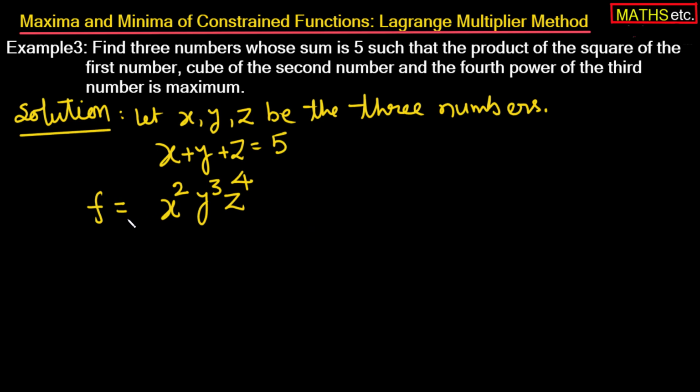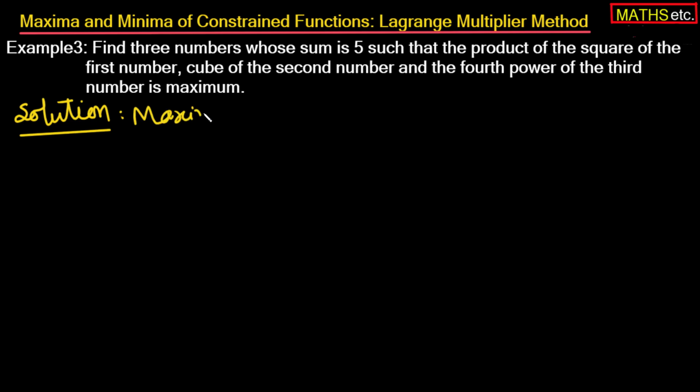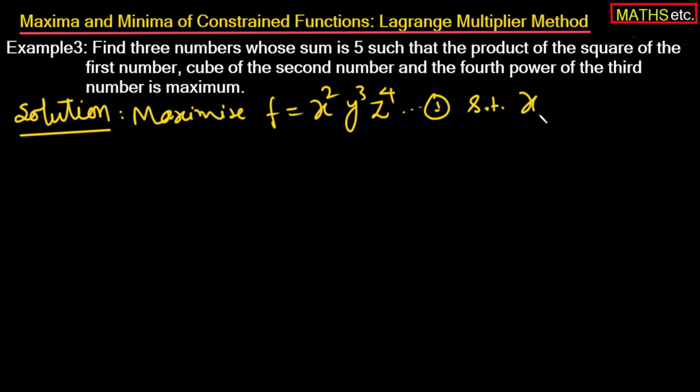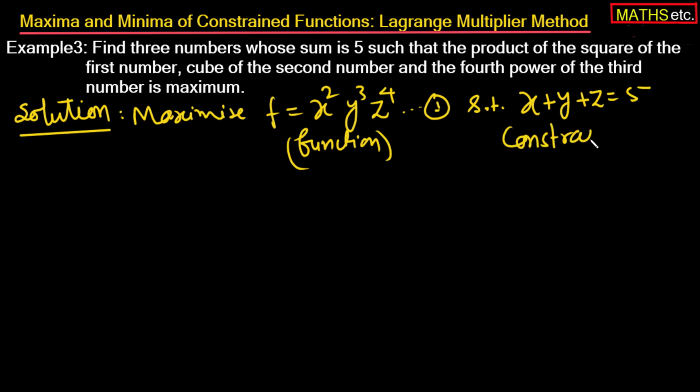So the problem becomes we have to maximize the function x squared y cube z4 such that x plus y plus z is equal to 5. Maximize function f equal to x squared y cube z4. This is our equation number 1, such that x plus y plus z equals 5. So this one is our function, and the second one is the equation of constraint.